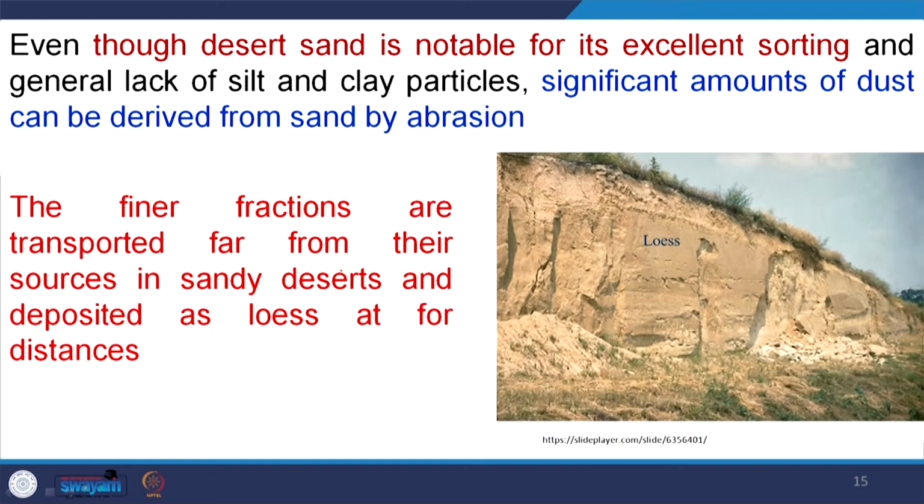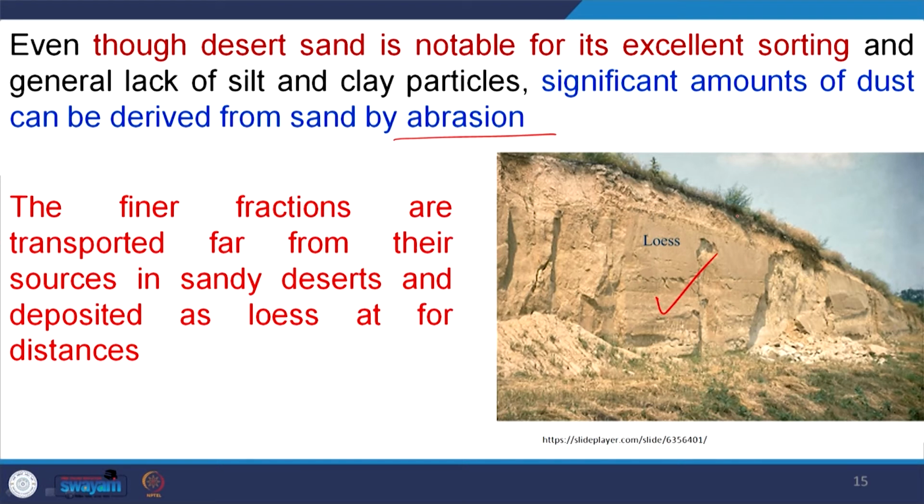Even though desert sand is notable for its excellent sorting and general lack of silt and clay particles, a significant amount of dust can be derived from sand by abrasion. Abrasion means the interaction of sand and wind with a rock surface. The finer fractions are transported far from their source in sandy deserts and deposited as loess over larger distances.